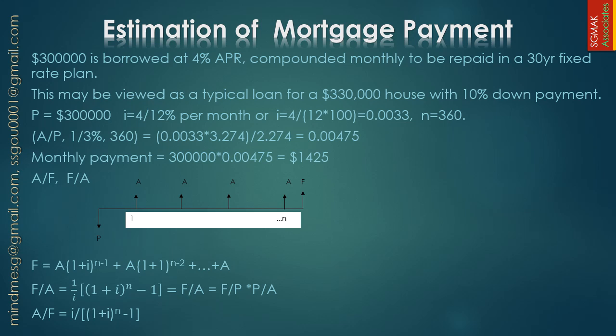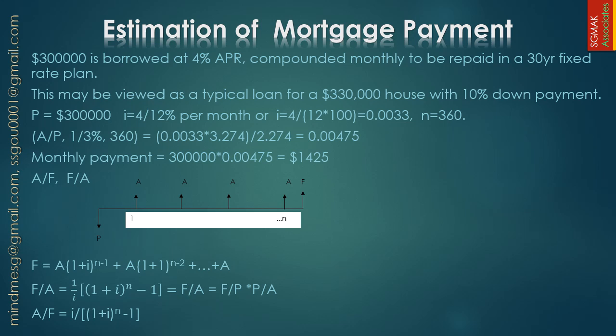So you want to purchase a house for $330,000. You have made a 10% down payment, and the remaining amount, the money borrowed, you want to repay in 360 end of month, equal amount annuity payments, and that amount is $1,425. So that's just a simple application of the capital recovery factor. It also shows that I computed by looking at the expression for A over P, because 1/3% is not readily available in the table.